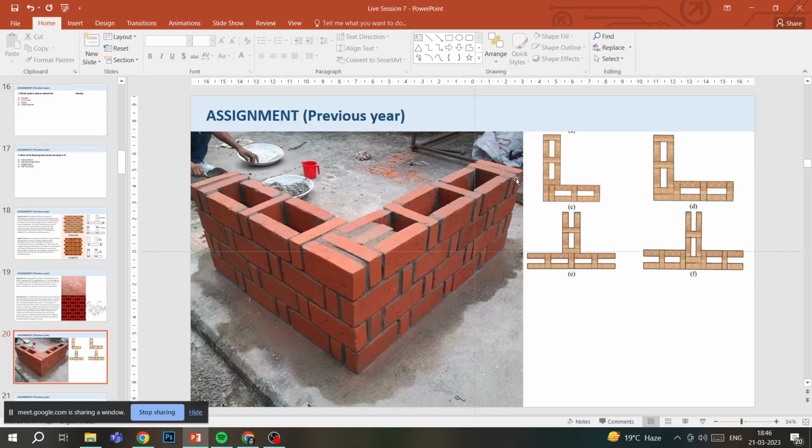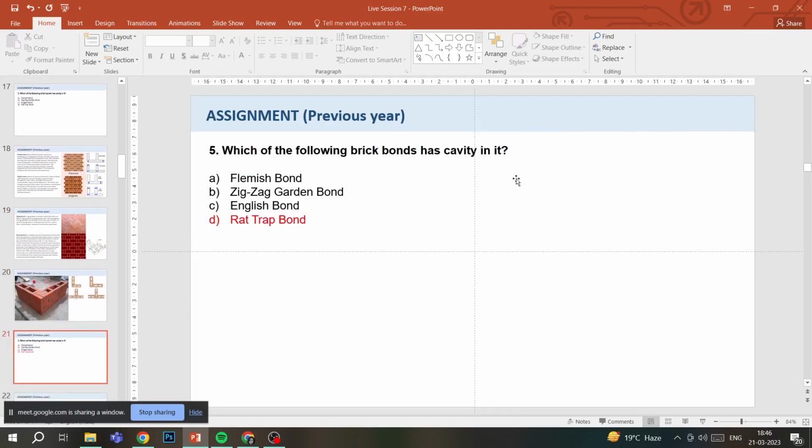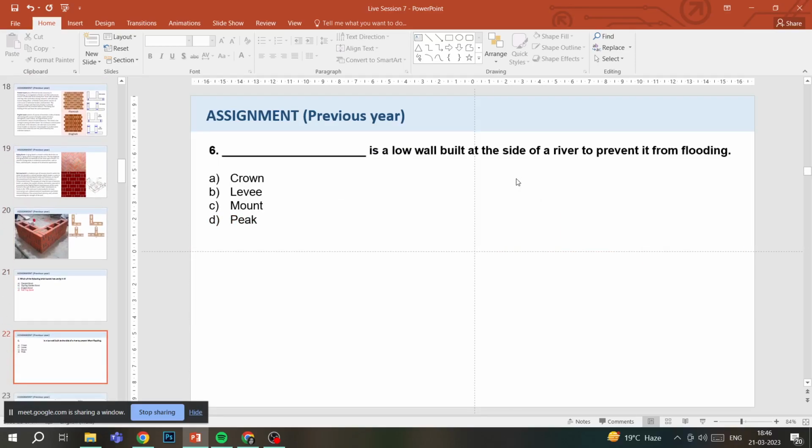So this is how it looks like. I have added a plan and a real photo also for you to understand. So the answer is rat trap bond. Now question number 6. Dash is a low wall built at the side of a river to prevent it from flooding.